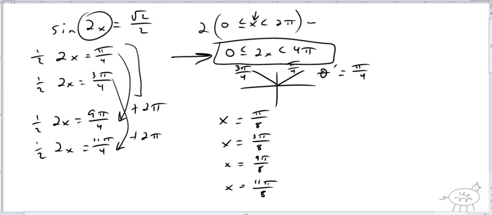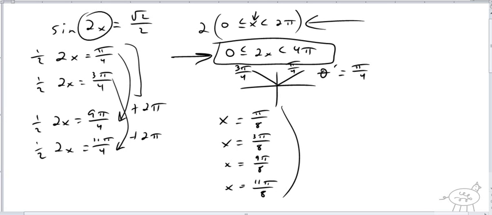So go back to our original problem where x has to be between 0 and 2 pi. Are these values between 0 and 2 pi? They sure are. 11 pi over 8 is definitely less than 2 pi. So those are my answers, 4 answers. Okay? And again, it's double the number of answers.